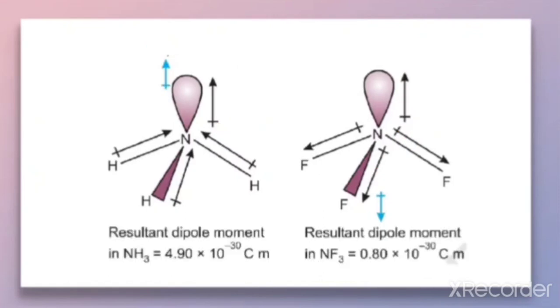So for this reason we can say that the value of dipole moment for NF3 is this, and for ammonia is this. So what it shows is that even though fluorine is more electronegative than hydrogen, still the resultant dipole moment in ammonia is greater in comparison to NF3. So that is the reason which we have discussed. It is a very important question which is usually asked in the exam.